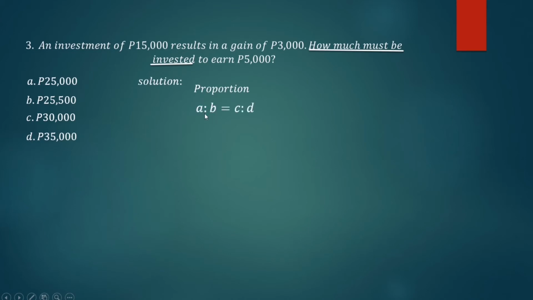So the idea here, we can use the proportion and it can be written in the form of A is to B is equal to C is to D. Ibig sabihin nito, the equality between two ratios. So, ito yung pattern natin to solve the proportion.